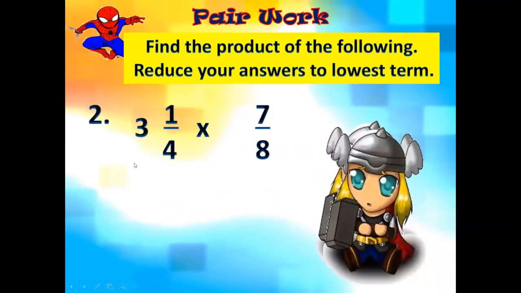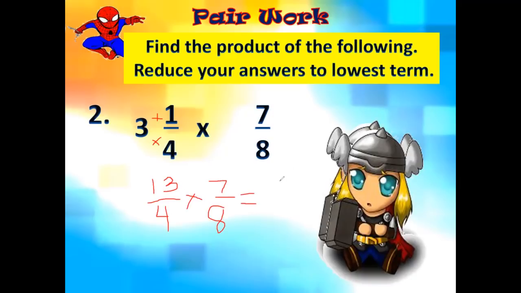Next one. 3 and 1/4 times 7/8. So again, change first your mixed number into improper. Okay? So 3 times 4, you have 12. Then plus 1, it should be 13. Okay? And then copy the denominator, which is 4. Then times 7/8.